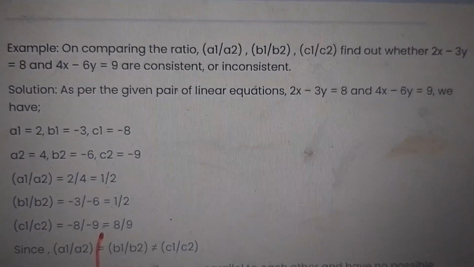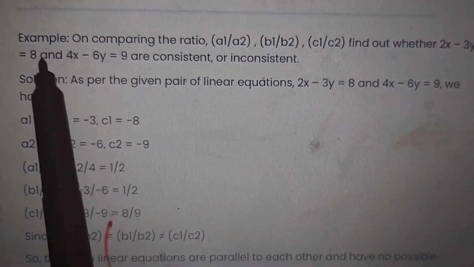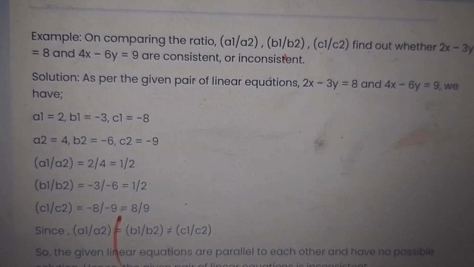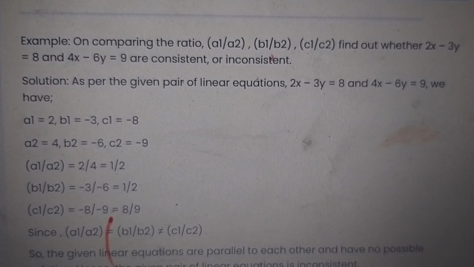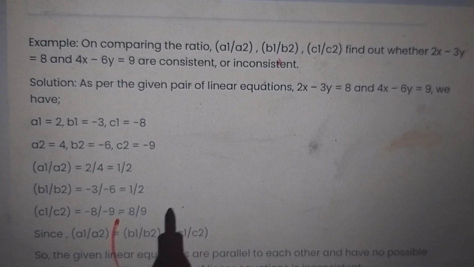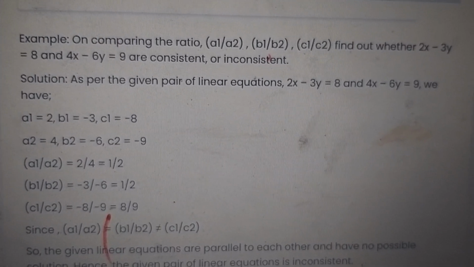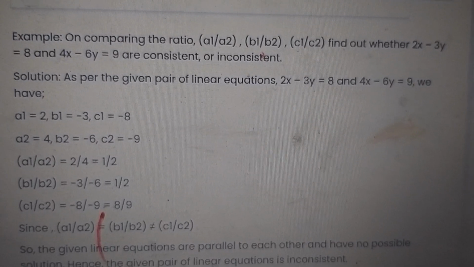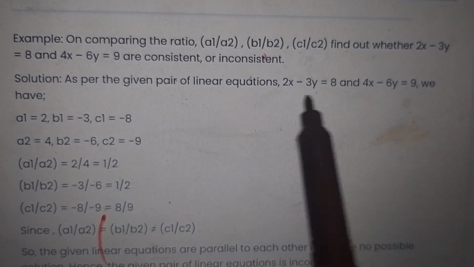Now, an example. On comparing the ratios, find out whether 2x minus 3y equal to 8 and 4x minus 6y equal to 9 are consistent or inconsistent. This is an important problem, children, so note it. As per the given linear equations, we have the values a1, a2, b1, b2, c1, c2, since two equations are given. We have to find out whether they are consistent using these two lines.